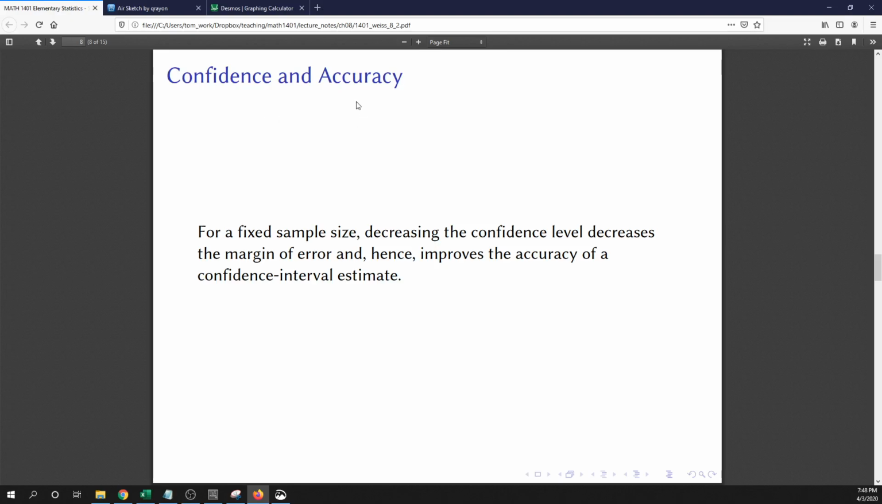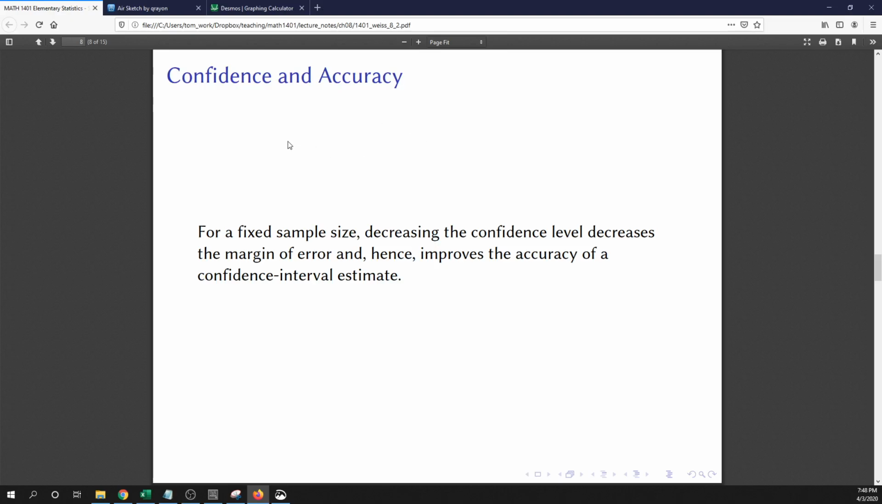Accuracy, right, is basically the width of the confidence interval, right? And so the smaller the confidence interval is, the more accurate our estimate is, right? And the bigger the interval is, the less accurate it is. It gives a wider range of possibilities, okay?